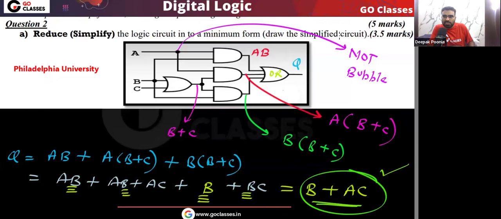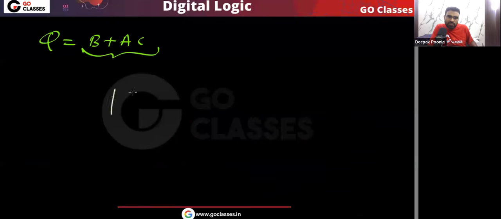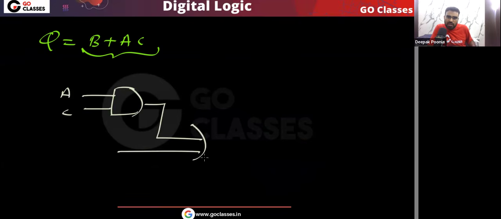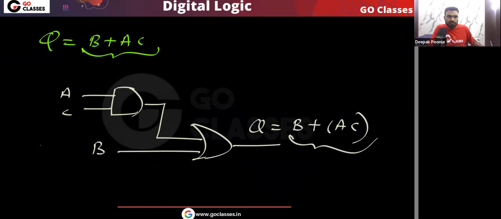Now you can draw the circuit also. So we have B or AC. This is the simplified expression that we got. Now if you want to draw the circuit, the question is saying draw the simplified circuit. So yes, I can draw the simplified circuit. I have this AND gate. Two inputs are A, C. Now I need this OR gate, and yes, that's it. So I will get this B or AC. This is the final answer.